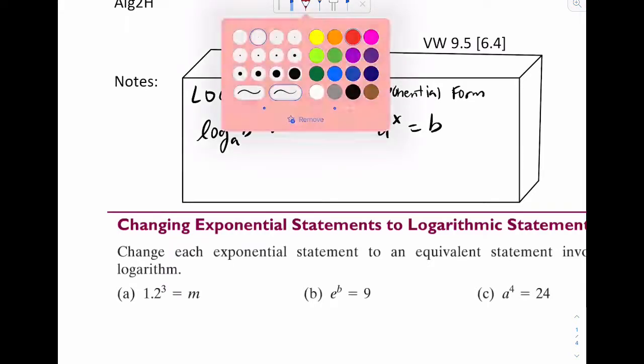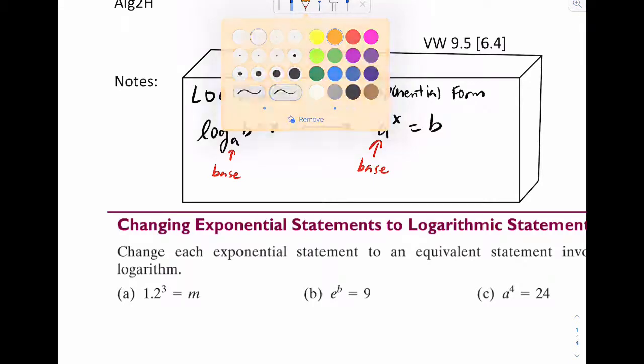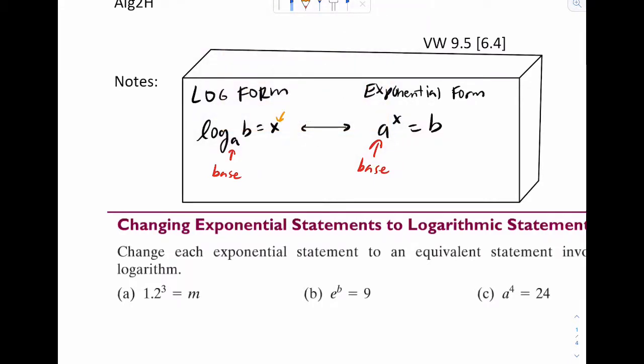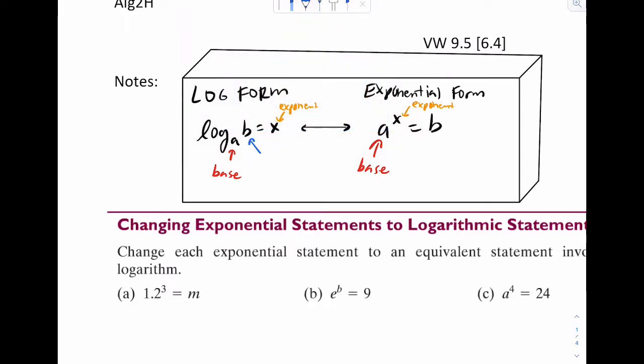So what you want to do is note this a is your base, just as this a would be the base. This x is actually the exponent, like this right here is your exponent. And then this piece, the b, I call the result. And right there, that is your result.